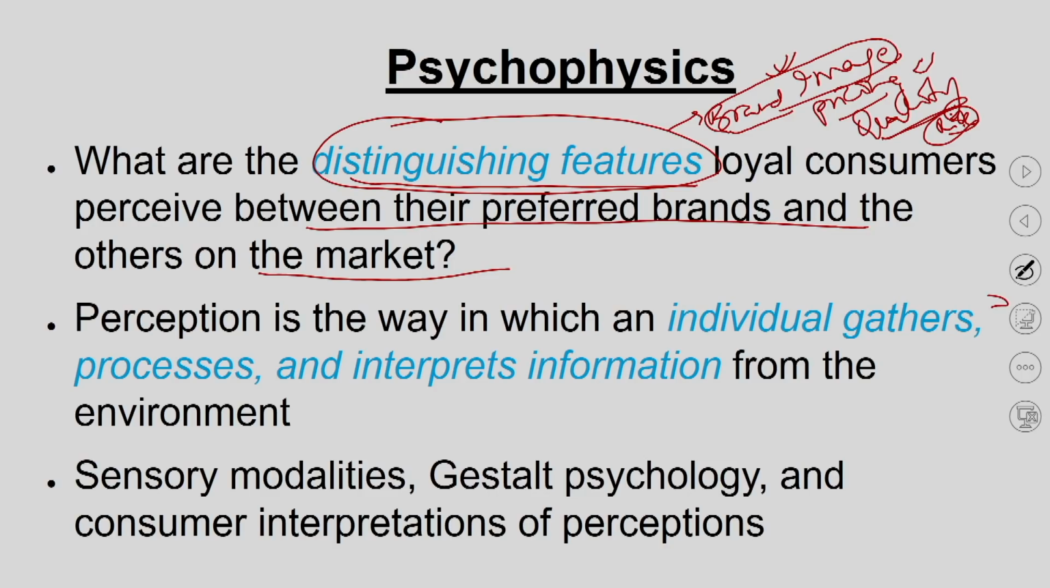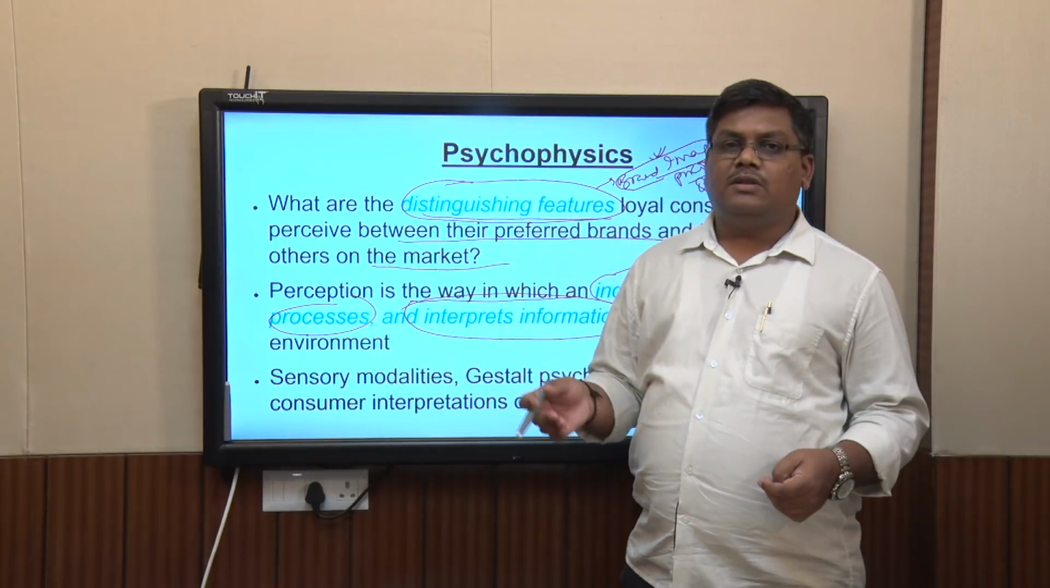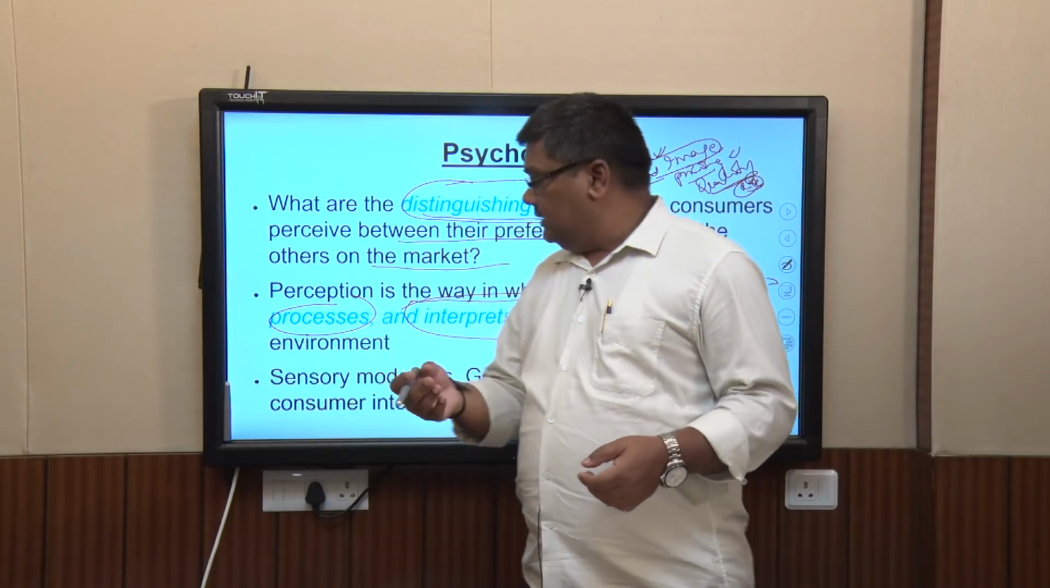So, what is perception in the context of consumer psychology? Perception is generally explained as a way through which an individual gathers, processes and interprets information from the environment. The definition of perception has been given as a process which encodes stimulus.